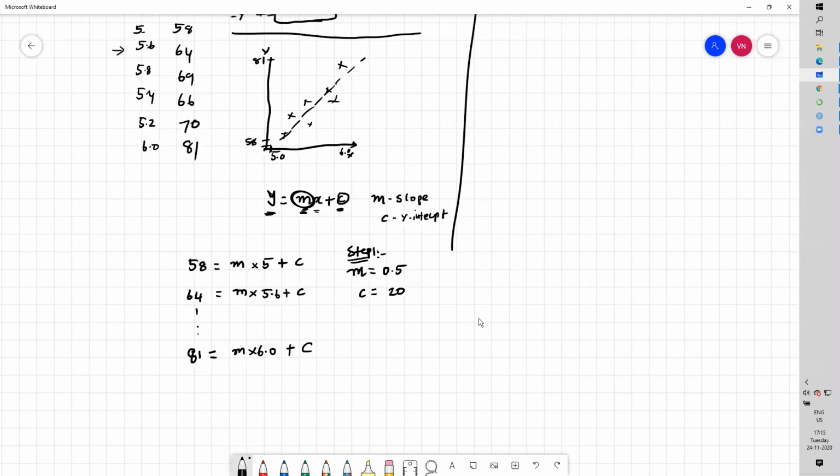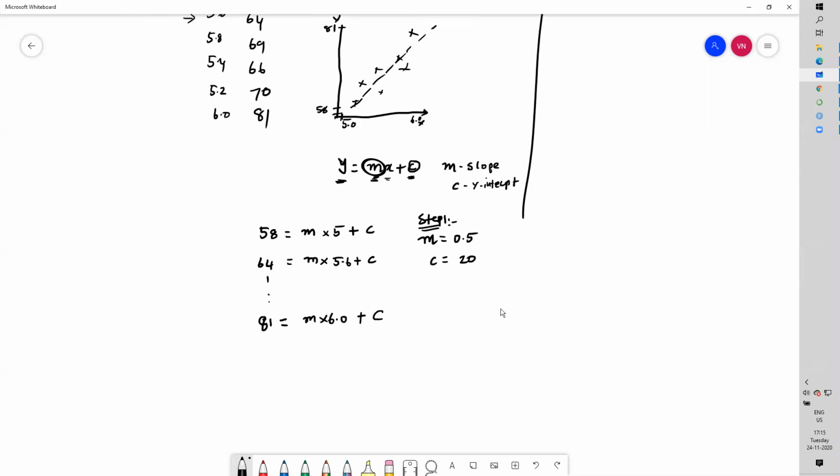Learning here is an iterative process, and any iterative process will always start with some random initialization. That's what we did here. Now, how good these values are, we don't know, right? So instead of 0.5, let me change this to, let's say, 10. So we will take m is equal to 10 and c is equal to 20.